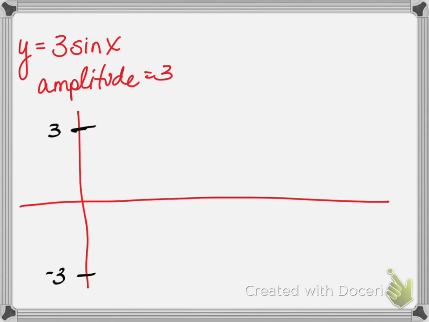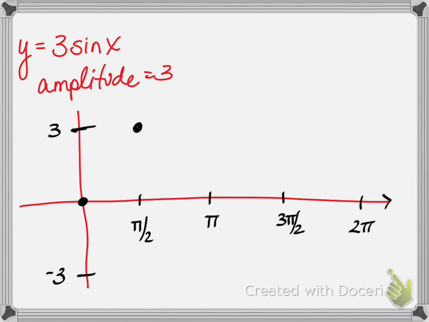But what it does is, instead of the sine function starting at 0, well, let's set up our x-axis. 2 pi, pi, pi over 2 and 3 pi over 2. The sine of 0 was 0. And 3 times that is still 0. And then at pi over 2, the sine of pi over 2 was 1. But it actually goes all the way up to 3. Because 3 times that is 3.